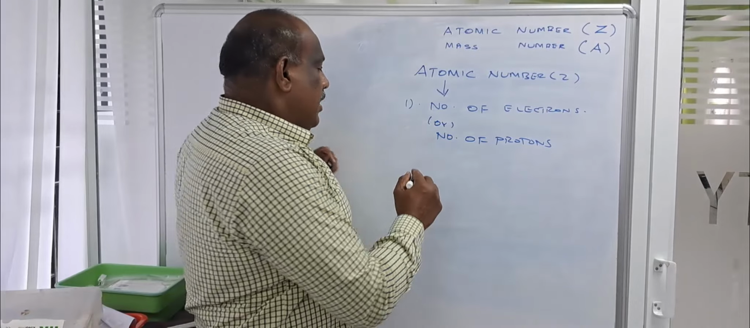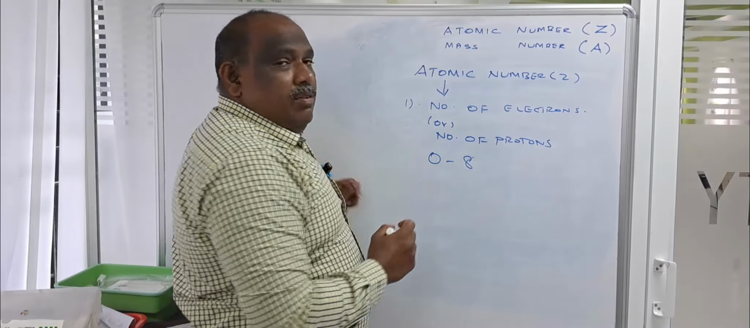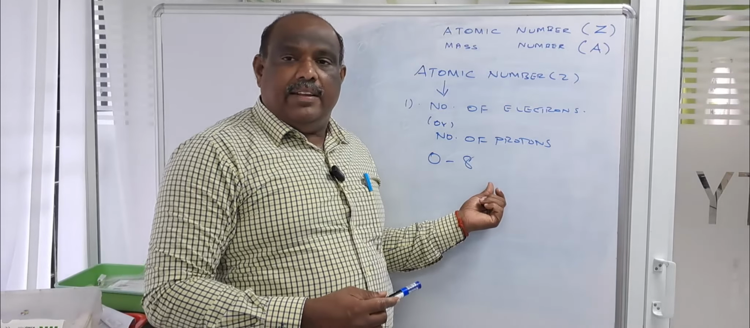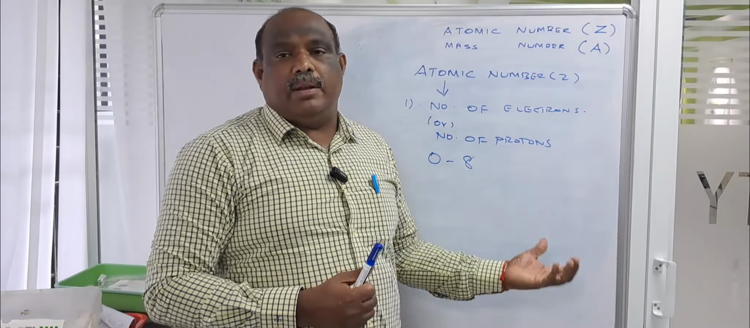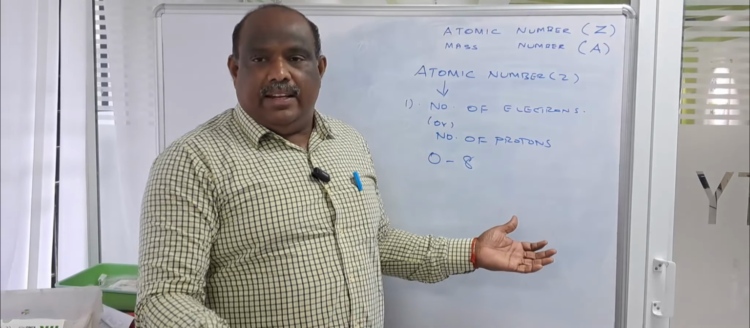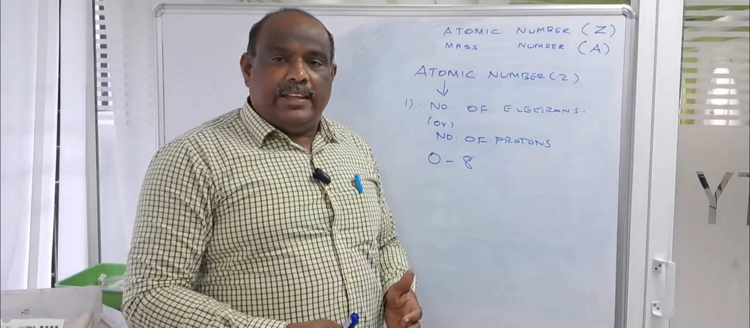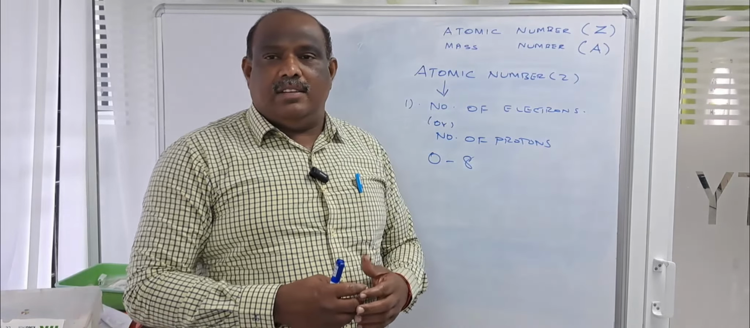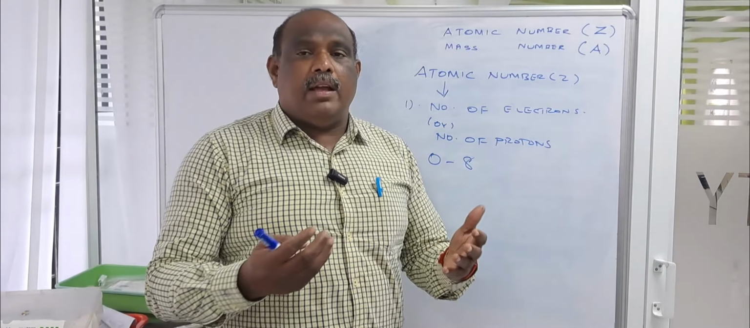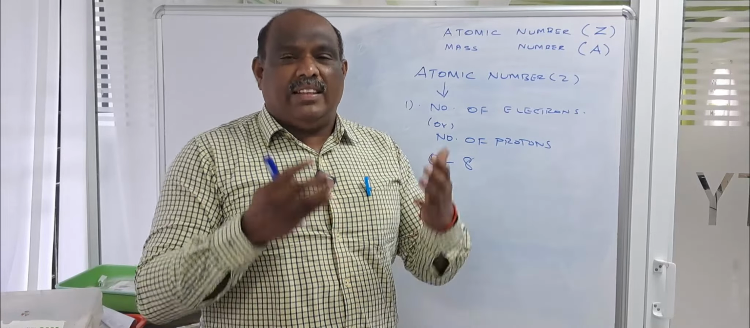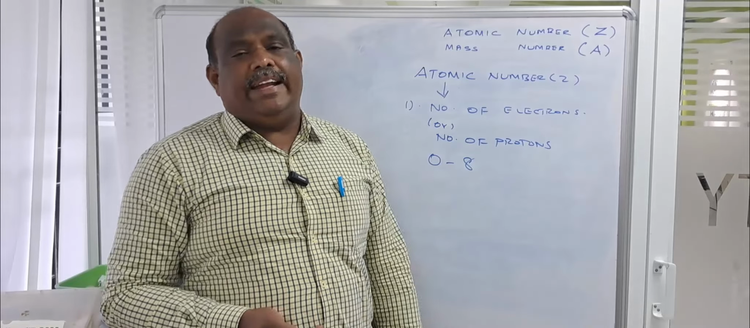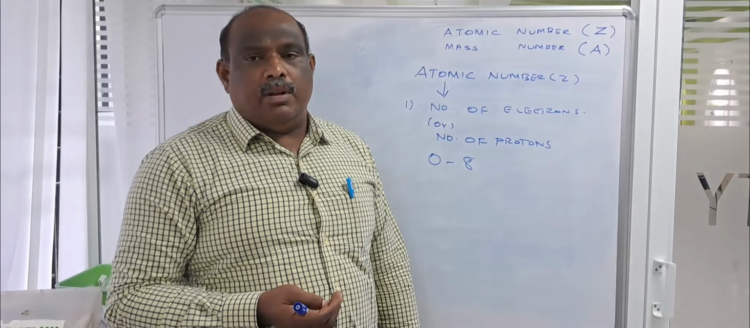Now I'm telling you, oxygen's atomic number is 8. What do you understand from this? This element has an atomic number of 8. So the number of electrons in the atom is 8, and the number of protons is also 8. What is the number of neutrons? We don't know, because the atomic number doesn't tell us about the number of neutrons. It says either the number of electrons or the number of protons, but it doesn't throw any light on the number of neutrons.